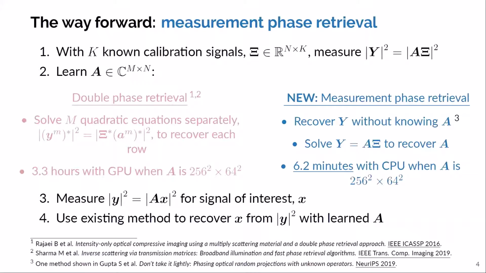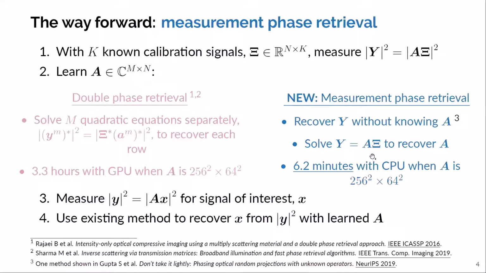and that's going to be called measurement phase retrieval. So here we're going to try and directly recover each element of capital Y and solve a linear system like this because we already know what Xi is, and if we recover capital Y, it's just a simple linear system, and we can use a lot of different established methods in order to recover A and solve this equation.